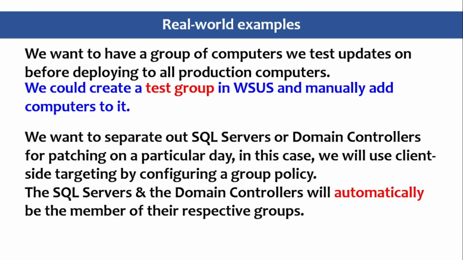Another example is we want to separate out SQL servers or domain controllers for patching on a particular day. In this case, we can use client-side targeting by configuring group policy. So the SQL servers and the domain controllers will automatically be members of their respective groups. This process is used by most organizations: separate out database servers and domain controllers, create a group, and patch them on a specific date and time.